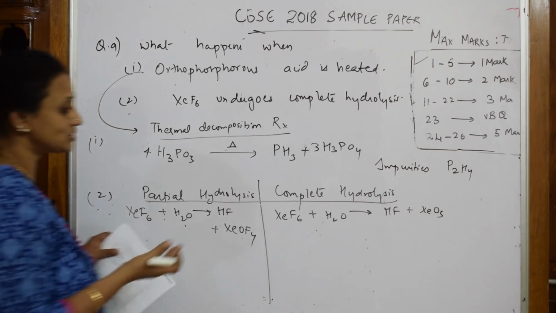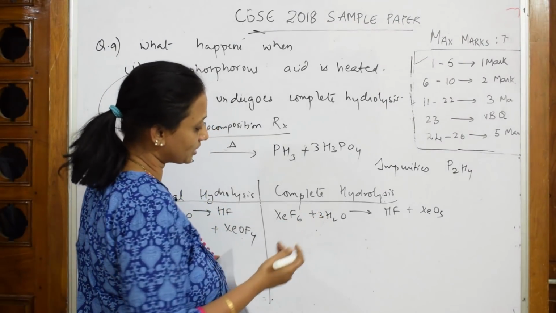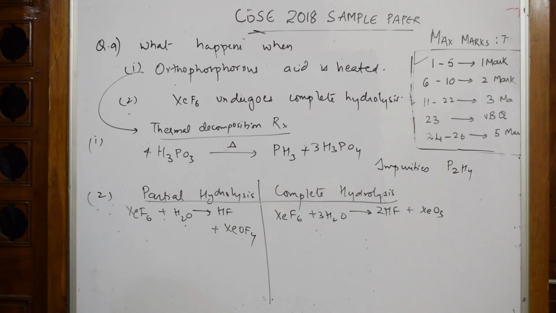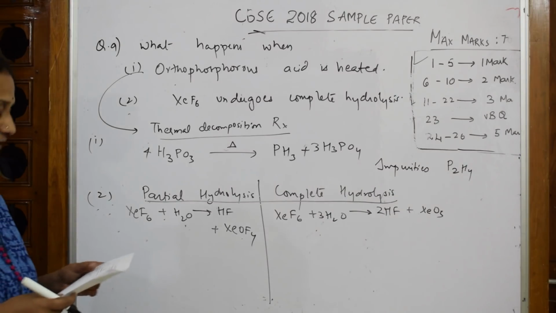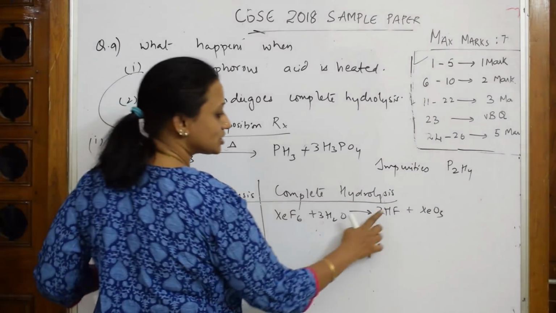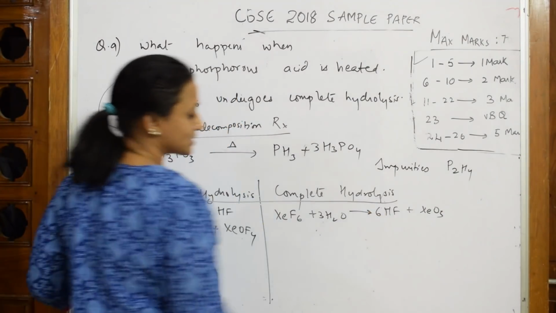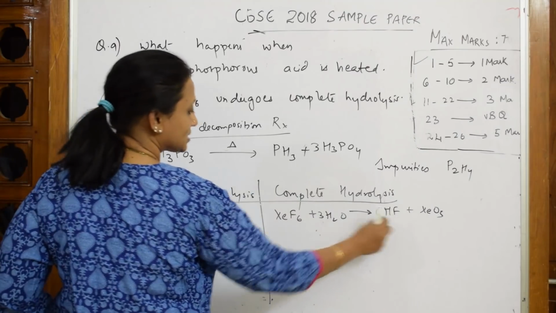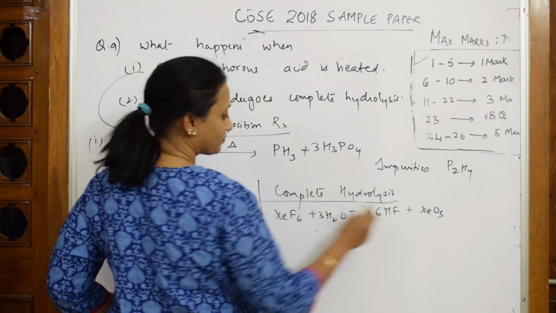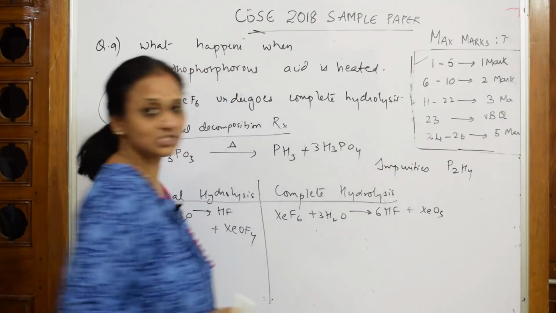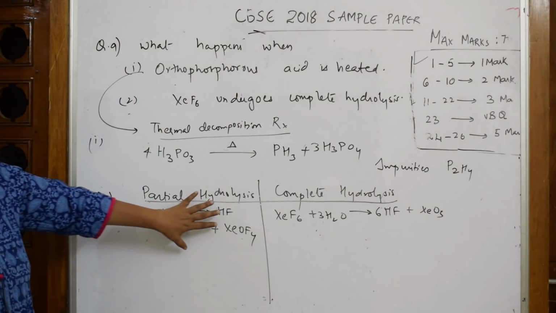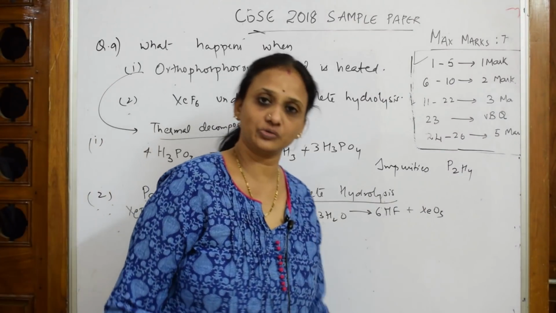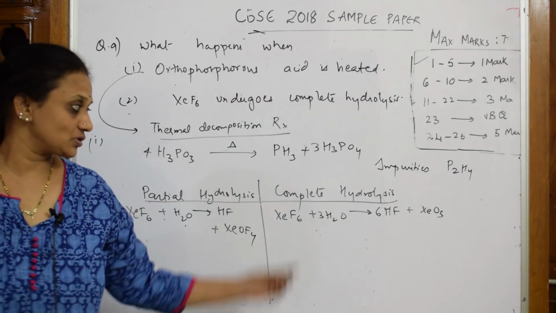If you are trying to balance the reaction, hydrolysis, 3 H2O. When I take 3 H2O on the left, this will be 6 HF here, isn't it? So now see, hydrogen is 6 and 6. Fluorine is 6 and 6. Xenon is 1 and 1. Oxygen is 3 and 3. So it is balanced. You need to remember when it is partial hydrolysis, you get xenon oxyfluoride. Here you get XeO3, xenon trioxide. So remember that.